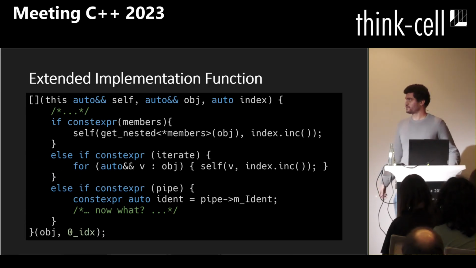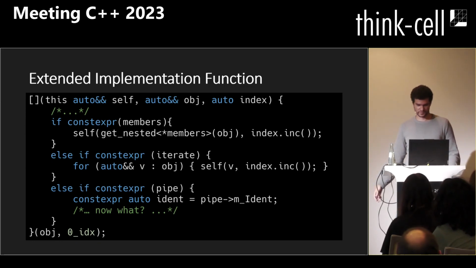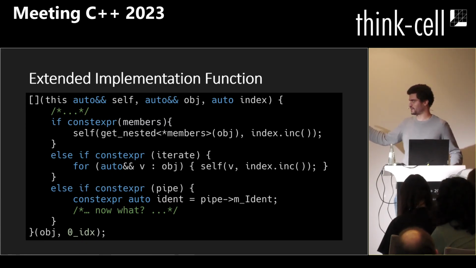So now we need to implement the implementation function for our new extended syntax. We use a recursive lambda, similar to what we did in the previous example. For each iteration, we check the value in the current variant. If we have a list of members, then we call the getNested function with the current value and pass it to the next recursion. If we need to perform a range-based for loop, then we perform a range-based for loop and pass each element to the next call of the recursive lambda. And finally, if we need to call a function, then we can get the identifier from the pipe struct.